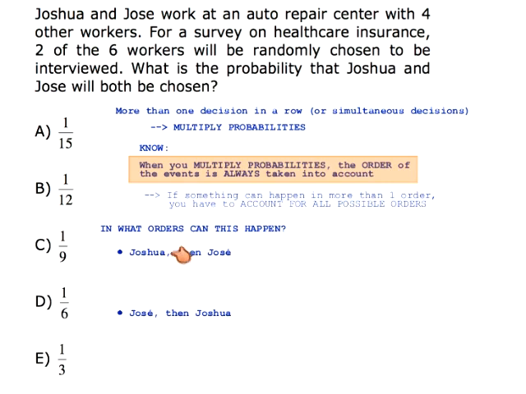Multiply probabilities together for those, right? What's the probability of picking Joshua straight up out of 6 people? It's going to be 1 out of 6. And then once you have Josh, you can't pick Joshua again. Joshua has been taken out of the pool. So the probability of picking Jose is 1 out of 5. Yes, indeed it is. So this is 1 over 30.